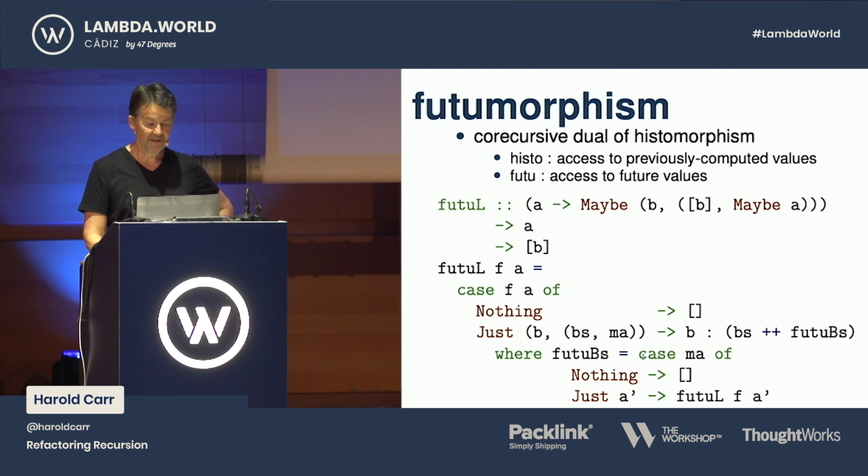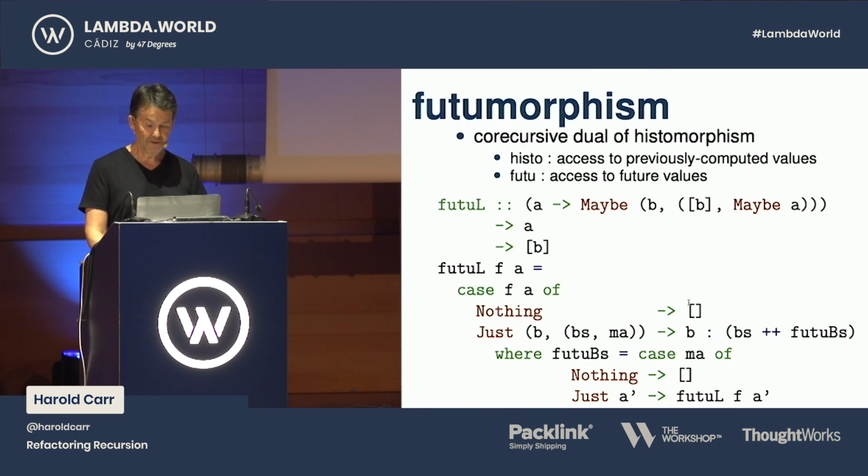So that was histomorphism, and this one's futu, how do you say it? Futumorphism, I guess. And this allows you access to future values. This one I'm not going to go through in a lot of detail, other than to say, well, let's walk through it a bit. The function you give it yourself is, you're given an A value, and it returns a Maybe of a B, then a list of Bs, and then a Maybe of A. So it's a lot going on there.